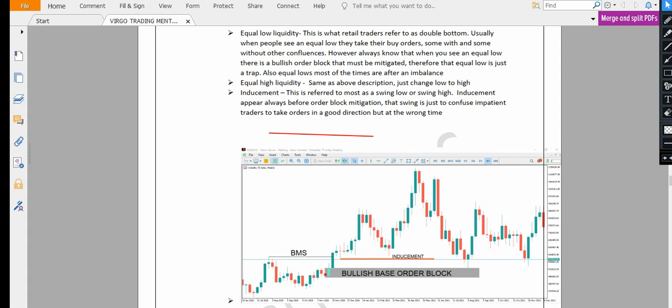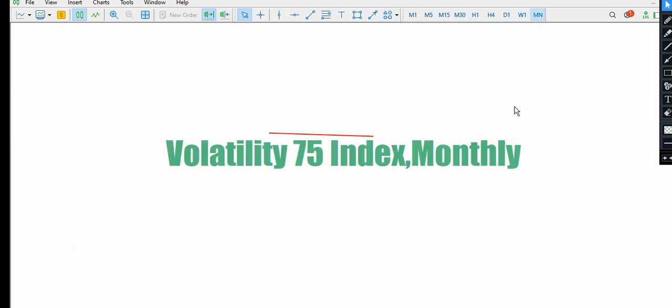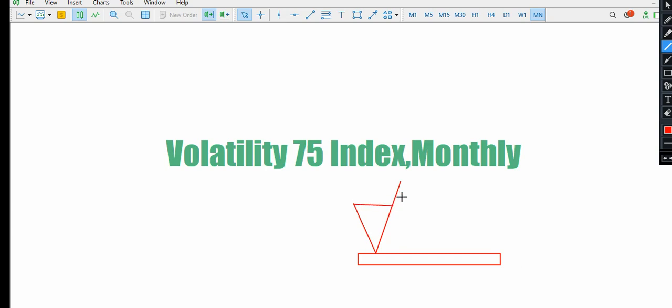Let's have this then. Yeah, let's have this. Now an equal low is something like this. This is our order block here, right? And then we see price came down here, and then it pushed up. What did it do? It broke structure here, right? And then the next move down, it came exactly to this low here.